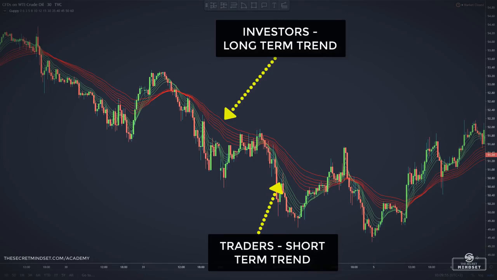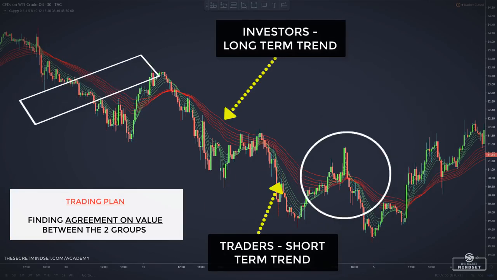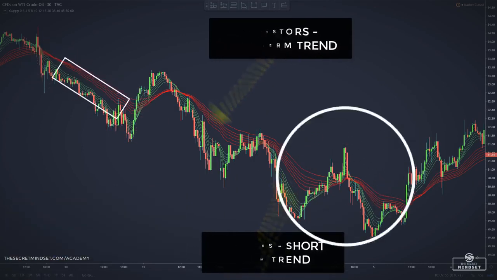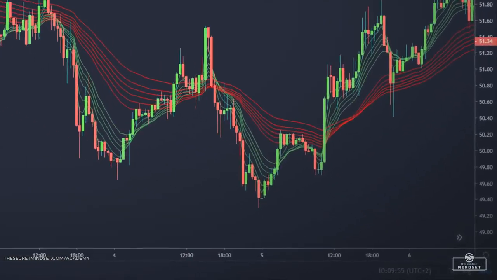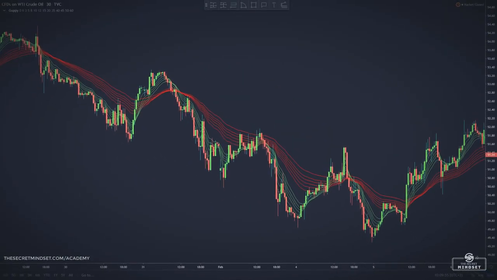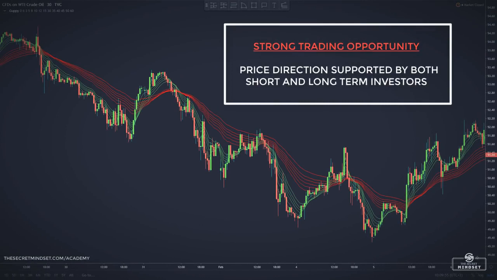The relationship within each of these groups tells us where there is agreement on value, when they are close together, and when there is disagreement on value, when the moving averages are well spaced apart. The relationship between the two groups tells the trader about this trend on the market action. A change in price direction that is well supported by short and long-term investors signals a strong trading opportunity.